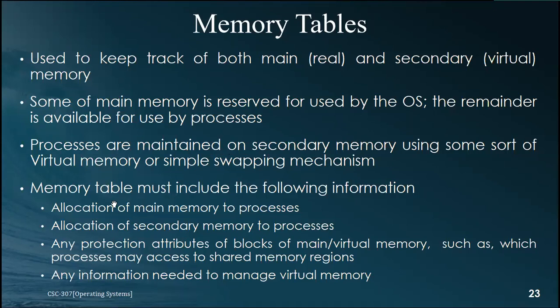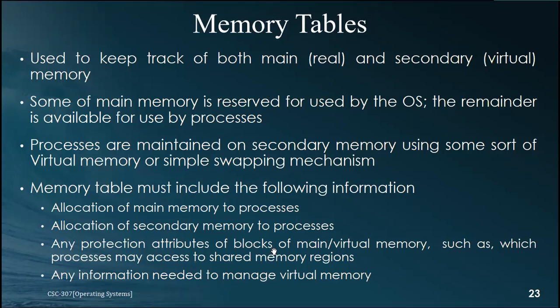For allocation of memory, the memory table must include the following information: allocation of main memory to process. So out of, let's say, 8 GB of memory, which part of the memory has been allocated to the process? Like it might happen that 500 megabytes have been allocated to the process. Allocation of secondary memory: like in your hard disk, which space has been allocated for this process?